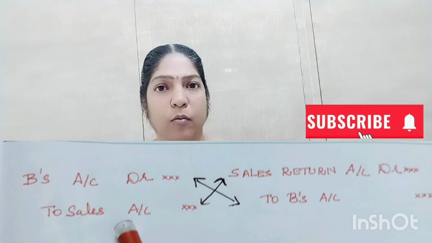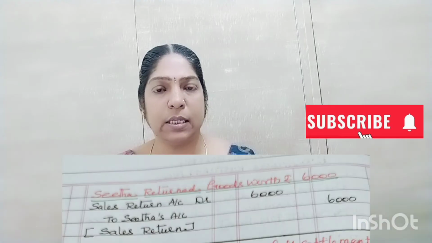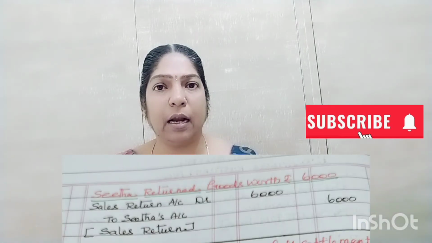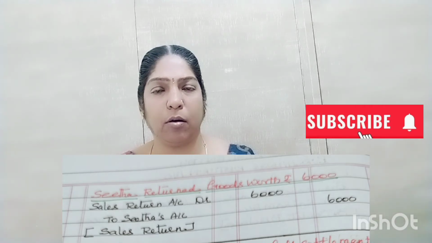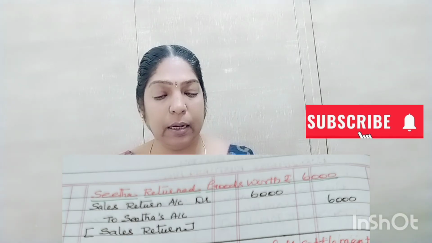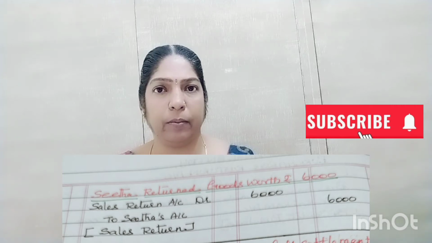Why? What is the rule for sales return? Sales return is just opposite to the sales account. So for that you have to pass the journal entry: sales return account debit to Sita account 6,000 rupees, 6,000 rupees in debit and credit columns. What is the narration? Returned goods from Sita. That's all.